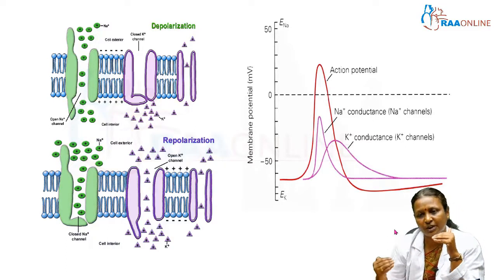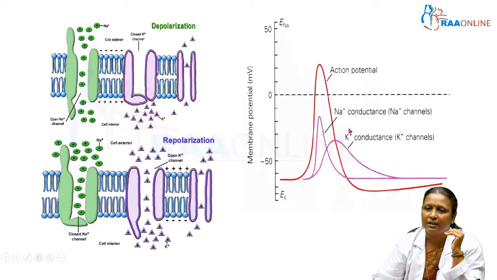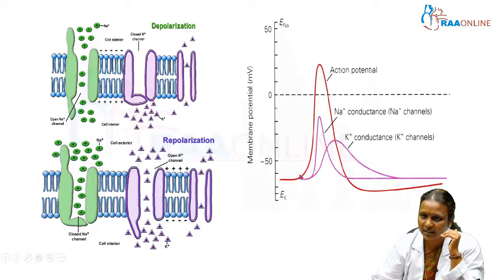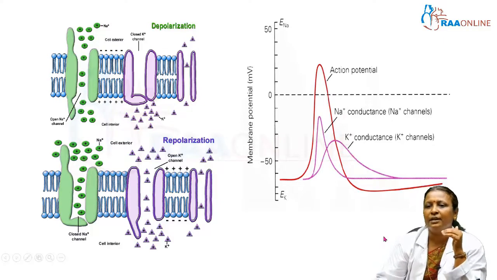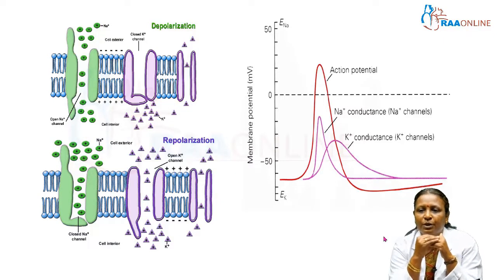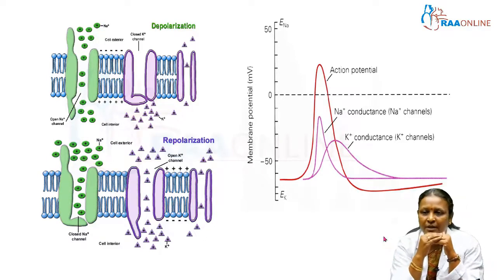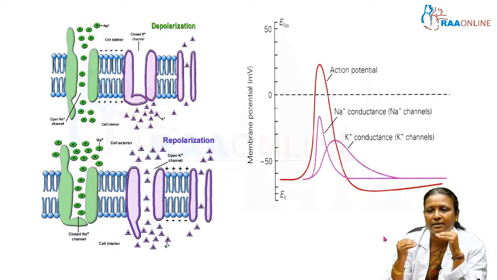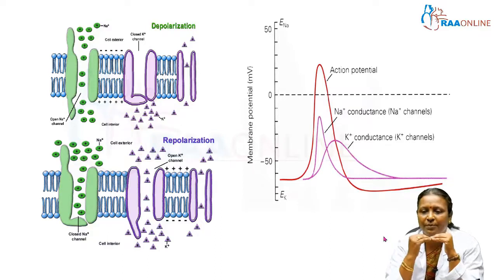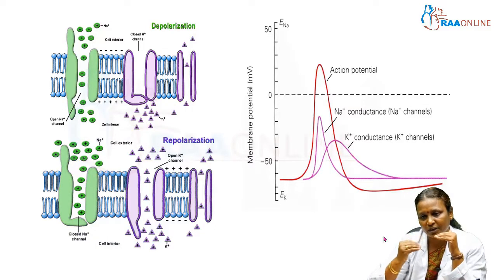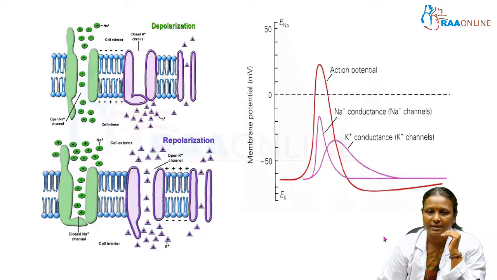Potassium conductance is also increased, but the potassium conductance increases when the sodium conductance is falling. As the sodium conductance is decreasing, the potassium conductance is increasing. What has happened to the membrane? Because of increased sodium conductance, the membrane has moved towards positivity. So, the potassium conductance, that is movement of potassium from the intracellular to extracellular compartment, is going to lose positive ion from interior to outside. So, the membrane potential is going to come back to the resting state.